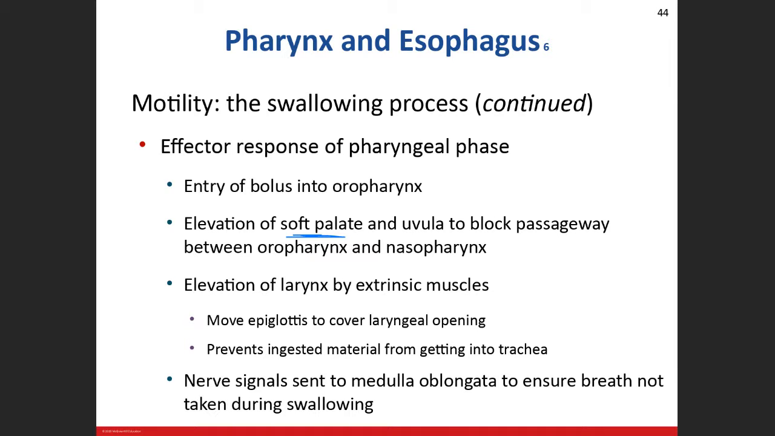And then at the same time, we're going to see the extrinsic muscles of the larynx. That is going to help elevate and move the epiglottis, that flap-like structure, and move it down to cover the opening, the glottis, for the trachea, okay? And so that prevents any food from getting down into your respiratory system. Again, all this is occurring here in the medulla oblongata.